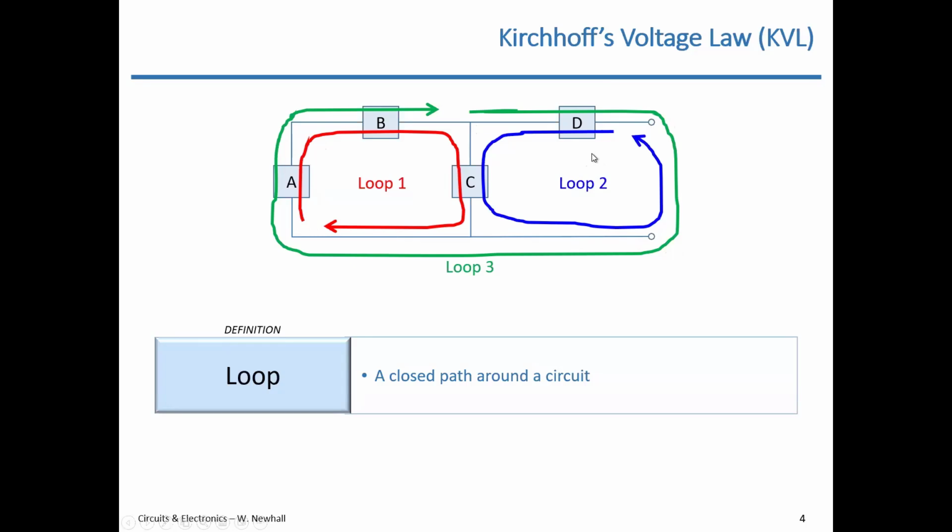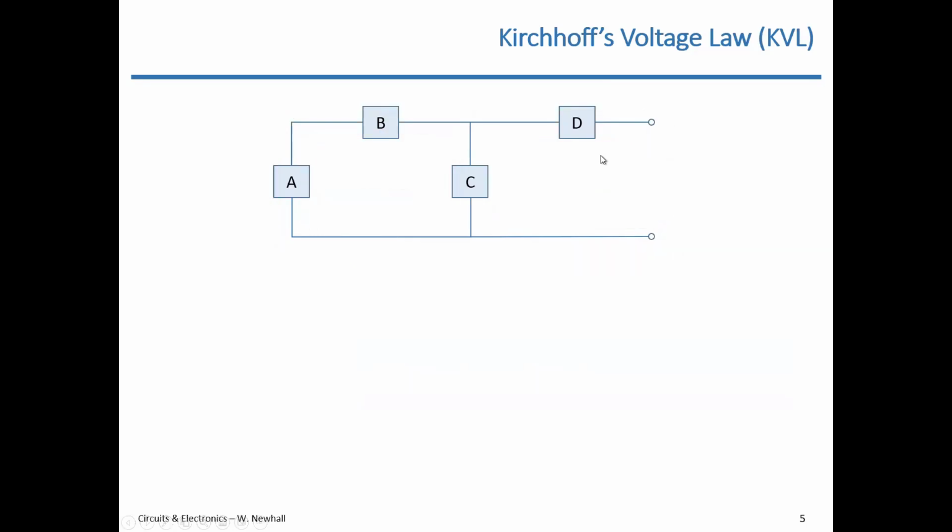So let's apply Kirchhoff's voltage law to a loop, or a few loops. So here's that circuit. I'm going to define voltages across each one of these components, VA, VB, VC, VD, okay? And I've arbitrarily picked polarities. If you're given polarities, use them. If you're not given polarities, you can make them up. You will get the right answer with KVL.